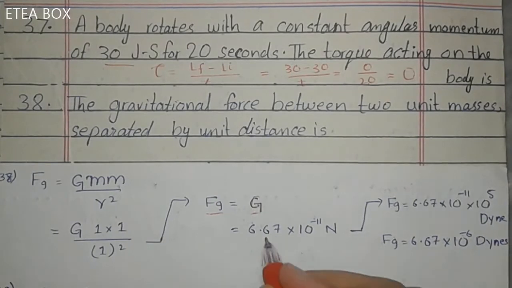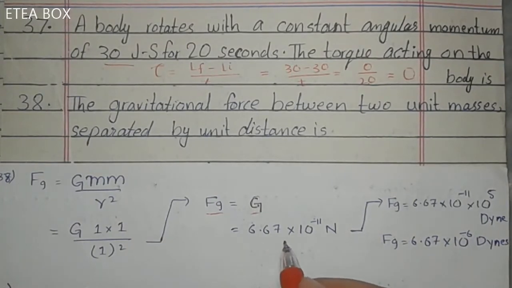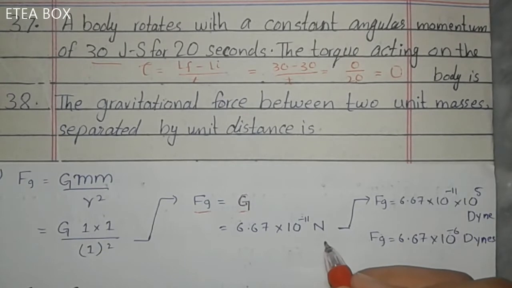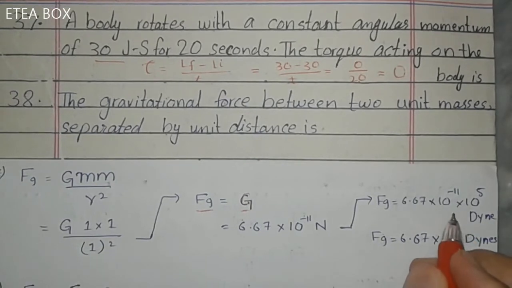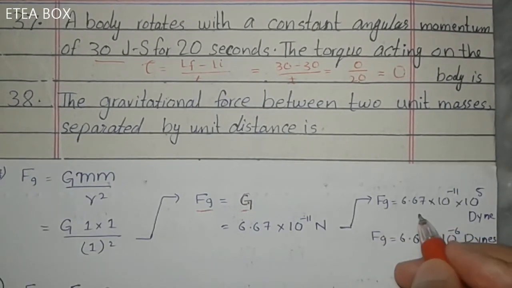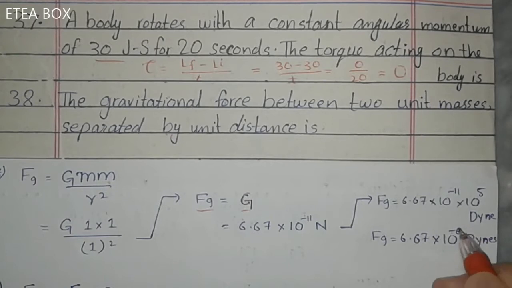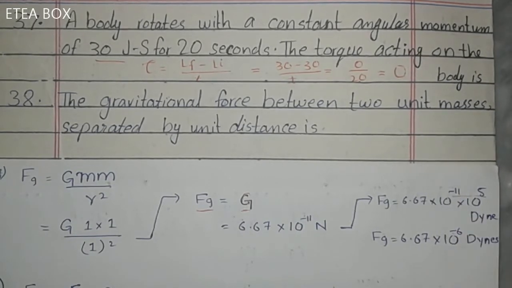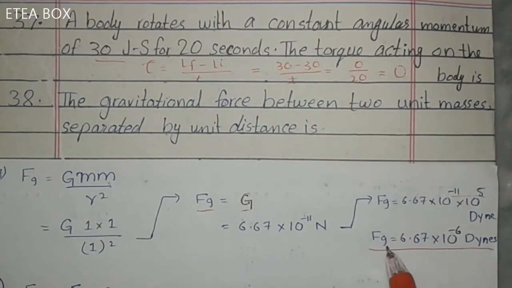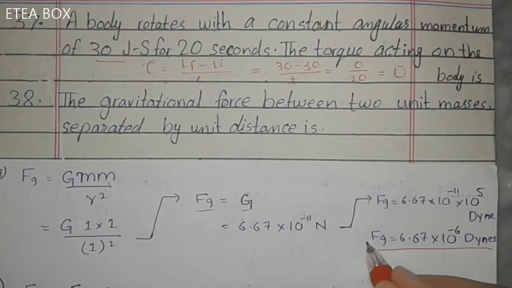We know that the gravitational constant is equal to 6.67 multiplied by 10 power minus 11 Newton. So let's convert this into dynes. We know that 1 Newton is equal to 10 power 5 dynes. Now gravitational force is equal to 6.67 multiplied by 10 power minus 11 multiplied by 10 power 5 dynes. Now when we add these two powers, the answer will be minus 6. So the gravitational force is 6.67 multiplied by 10 power minus 6 dynes. The answer is this one.